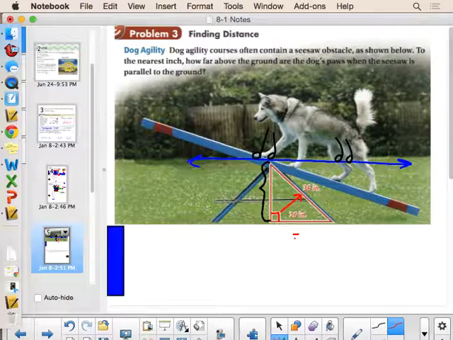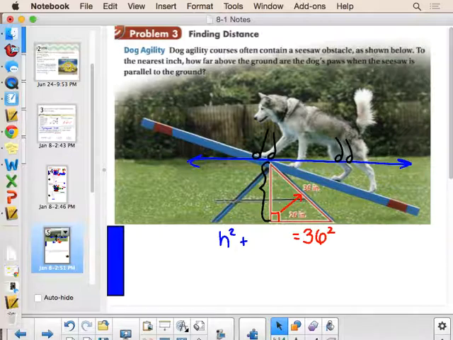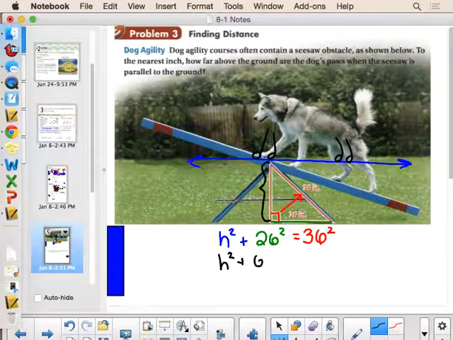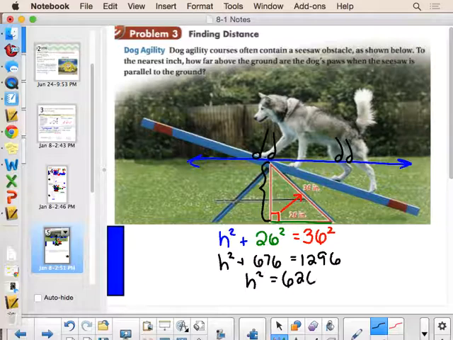So I know when I'm setting up my Pythagorean theorem, I'm going to be equal to 36 squared. I do not know my height, so I'm going to use h as my variable. Plus, we have this measure of 26 inches, and that represents a measure of my leg. I'm now going to start to solve for h. 26 squared is 676. 36 squared is 1,296. We're going to subtract 676 from both sides, and we get 620.